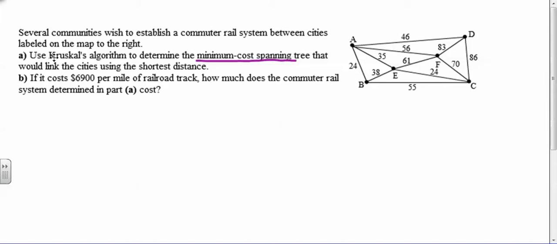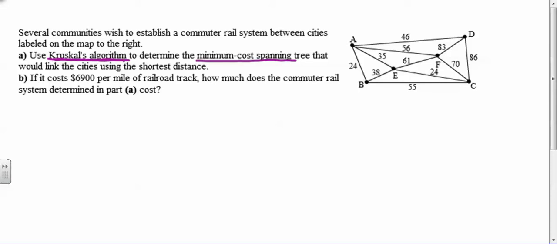And to do that, we have a process, an algorithm to follow, and it's called Kruskal's algorithm. Kruskal's algorithm is a pretty simple algorithm. What Kruskal's algorithm states is that in your graph, take the edge with the lowest cost first, and then keep taking the next lowest cost edge as long as it doesn't form a circuit. And once you have a spanning tree that is formed, you will have a minimum cost spanning tree.